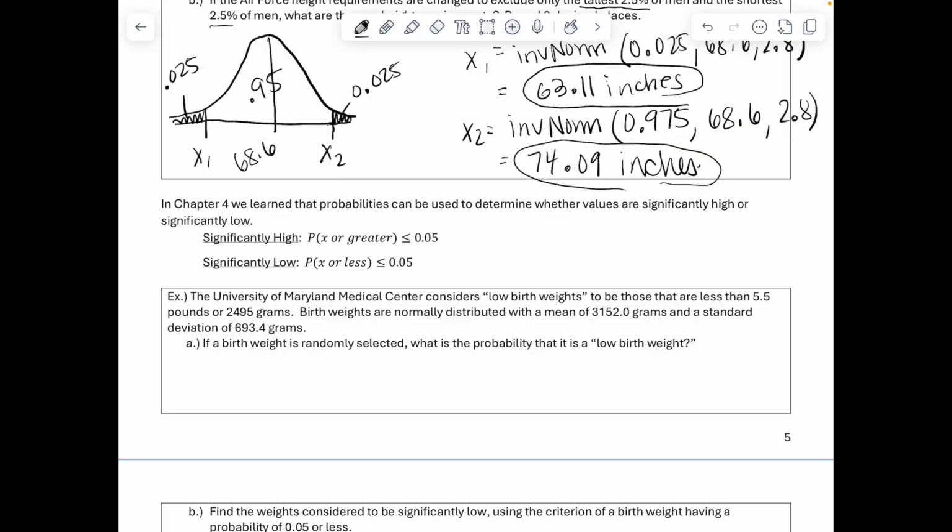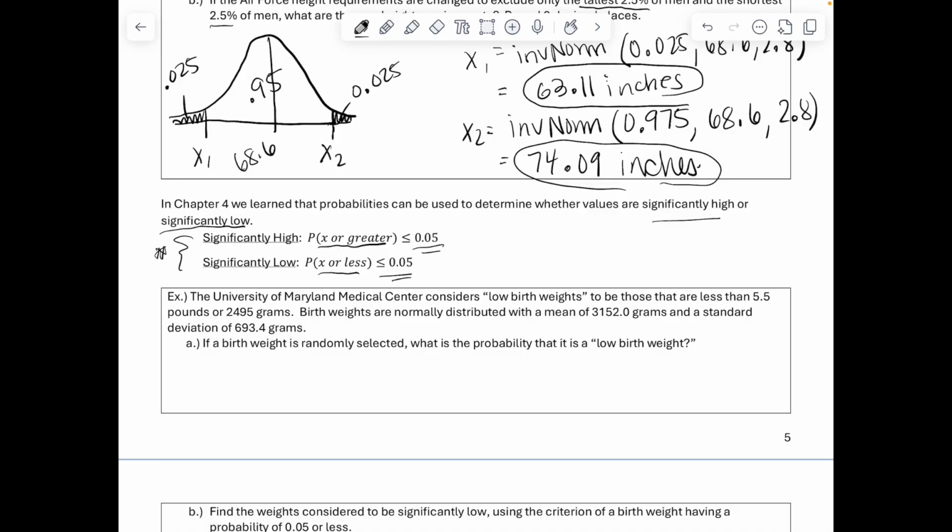In Chapter 4, we learned that probabilities are used to determine whether a value is significantly high or significantly low, and we've seen this multiple times already. But significantly high is going to be x or greater, whereas significantly low is going to be x or less, but both of these have a probability that is less than or equal to that 0.05.